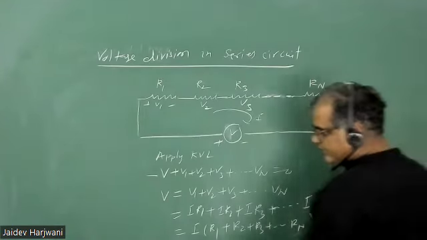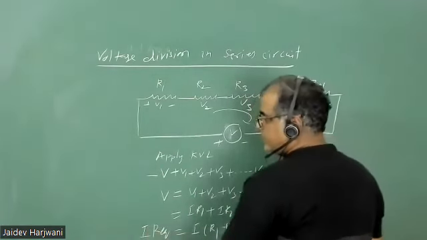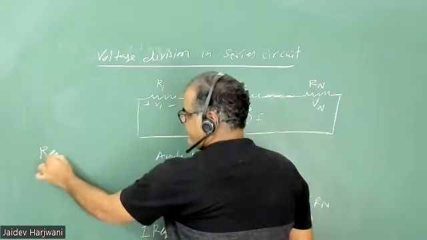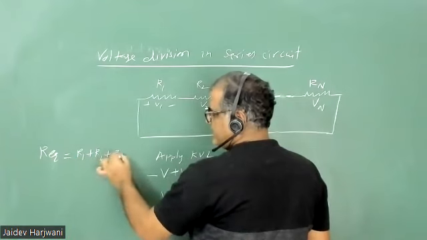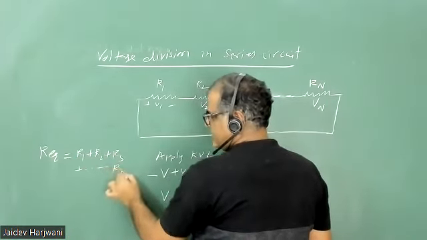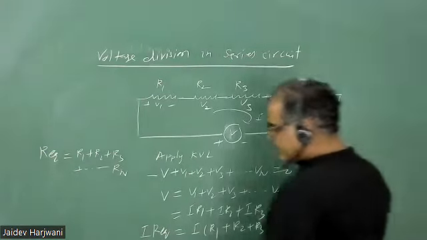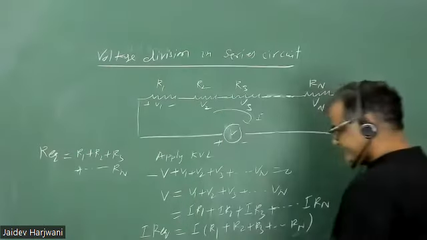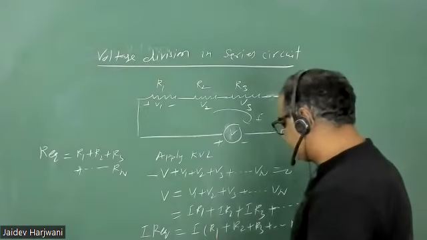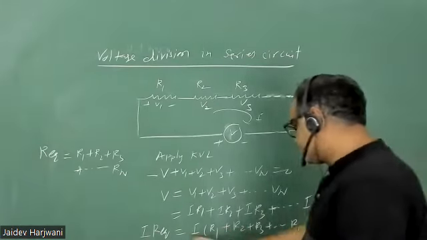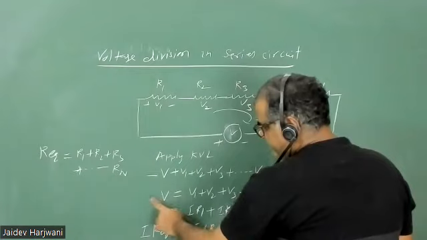plus Rn). Now if I write the equivalent resistance of this circuit as R equivalent, my R equivalent will become R1 plus R2 plus R3 up to Rn. So from here I can calculate the value of current. I know R equivalent is R1 plus R2 plus R3. Now if I want to calculate the current, I simply have to divide V by R equivalent.